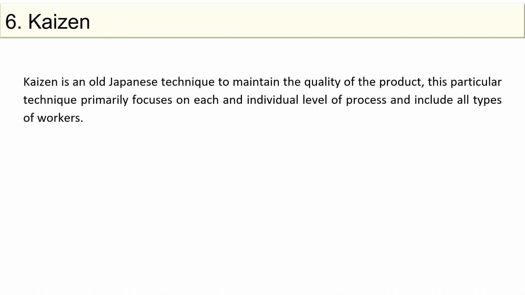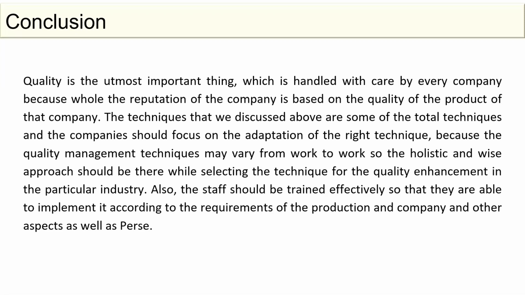Kaizen. Kaizen is an old Japanese technique to maintain the quality of the product. This particular technique primarily focuses on each and every individual level of process and includes all types of workers. Quality is the utmost important thing which is handled with care by every company because the whole reputation of the company is based on the quality of the product of that company.